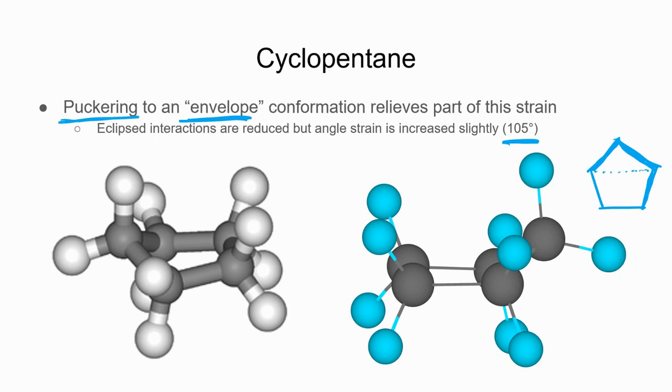Now its bond angles are worse. Now its bond angles are 105. We brought them in a little bit. So you're kind of fixing one thing and causing another problem. But cyclopentane is going to spend more time in this puckered envelope conformation. So it's overall a lower energy conformation for cyclopentane.